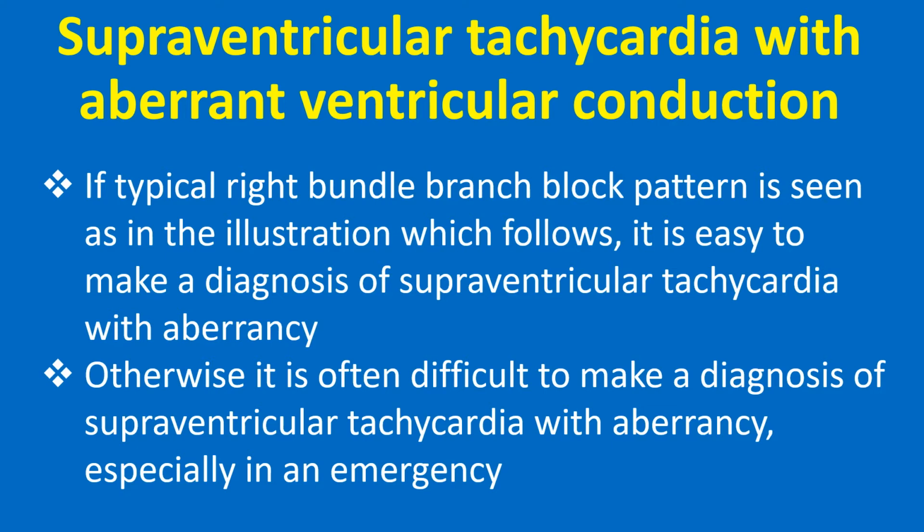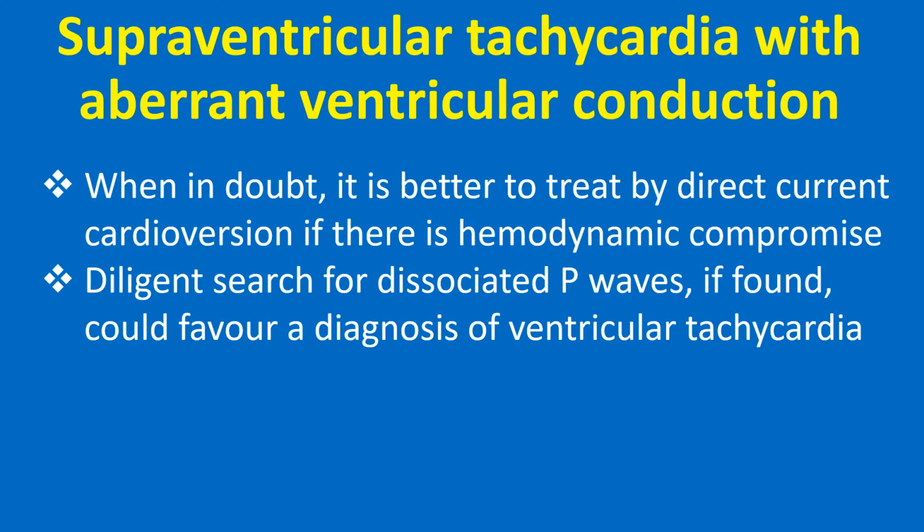Otherwise, it is often difficult to make a diagnosis of supraventricular tachycardia with aberrancy, especially in an emergency. When in doubt, it is better to treat by direct current cardioversion if there is hemodynamic compromise. Diligent search for dissociated P waves, if found, could favor a diagnosis of ventricular tachycardia.